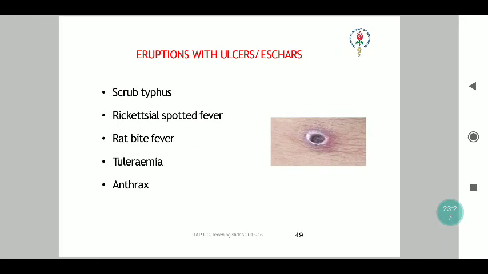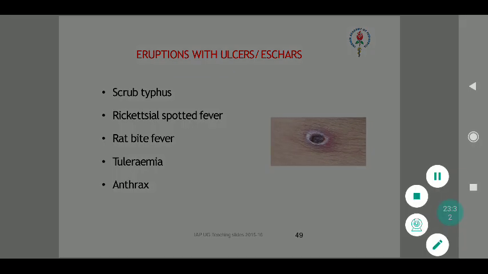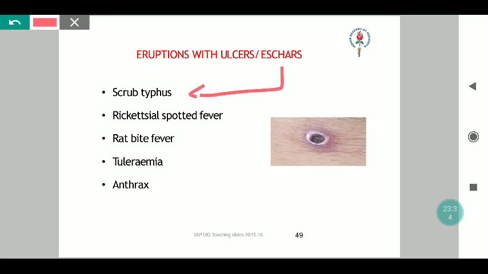Finally, the final special lesion of course is the eschar, and eschar is almost always synonymous with scrub typhus, particularly in endemic regions, and it's also one of the important emerging rickettsial disorders right now. Also associated with rickettsial spotted fever, rat bite fever, tularemia as well as anthrax. So it's important to always examine fever of unknown origin to look for an eschar, particularly because the eschar can be present pretty much anywhere.